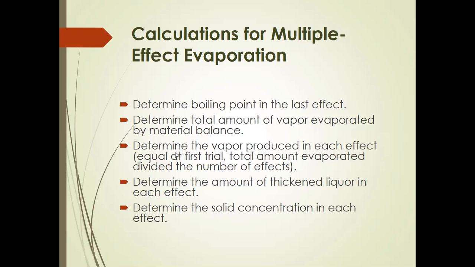The third is to determine the vapor produced in each effect, which actually was first assumed to be equal in the first trial. So from the second step, we get the amount of vapor evaporated in each effect by dividing the total amount of vapor by the number of effects. So from the value that you're getting here, you will divide it by the number of effects, and that would be your first assumption.